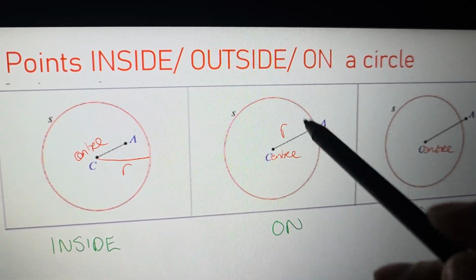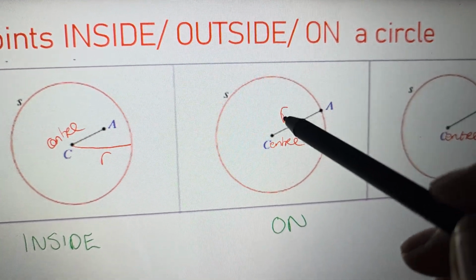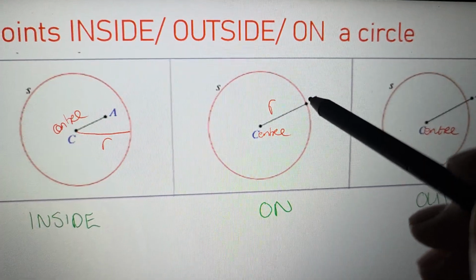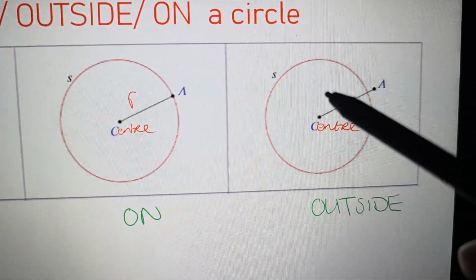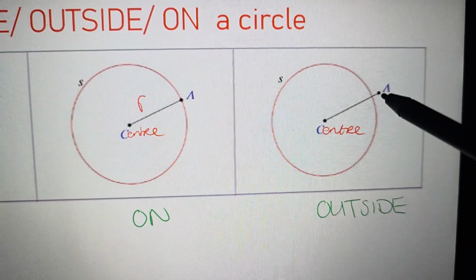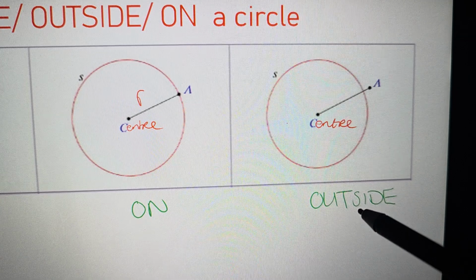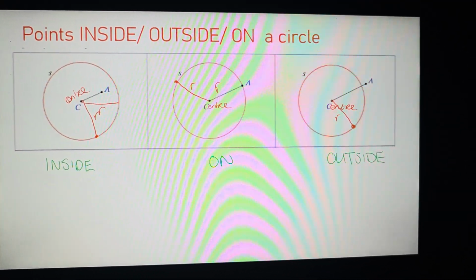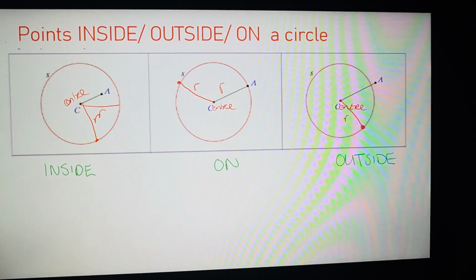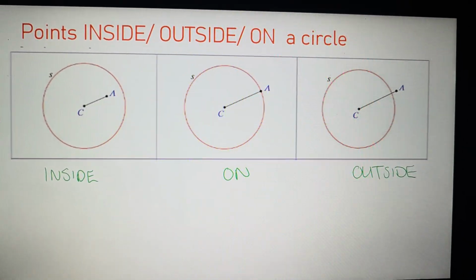So if we're short of the radius, the point A would have to lie inside the circle. If the distance from the centre to the point A is equivalent to the radius, well, then that would tell me that the point A lies on the circle. And if the distance from the centre to the point A is greater than the radius, well, then it obviously lies outside the circle. So that's how we would determine whether something lies inside, outside, or on a circle. We will always compare the distance with whatever the radius is.